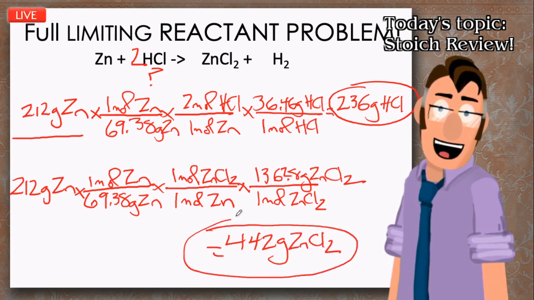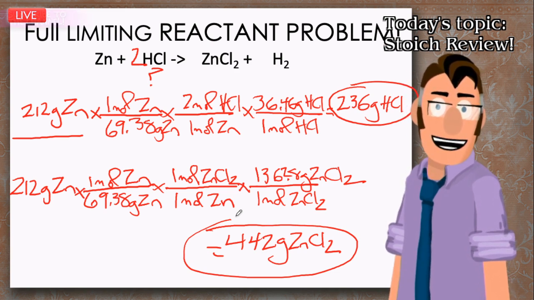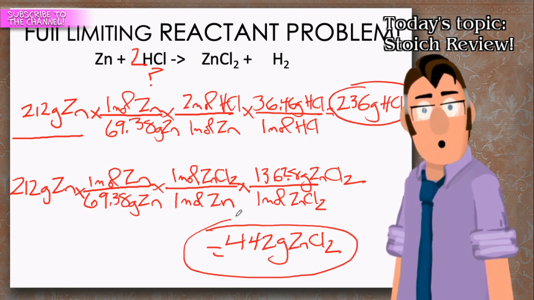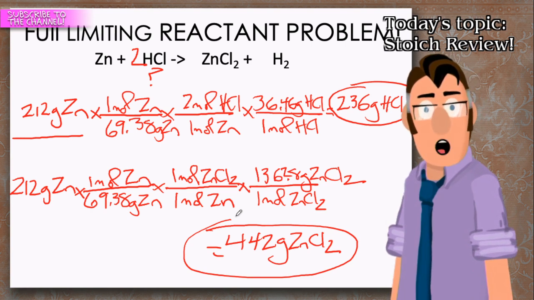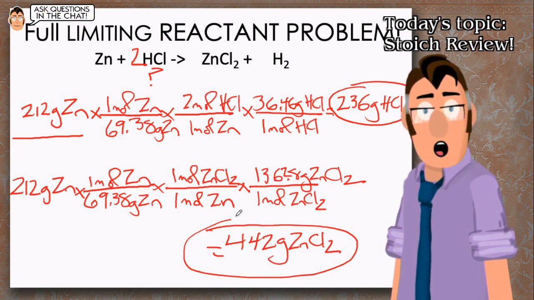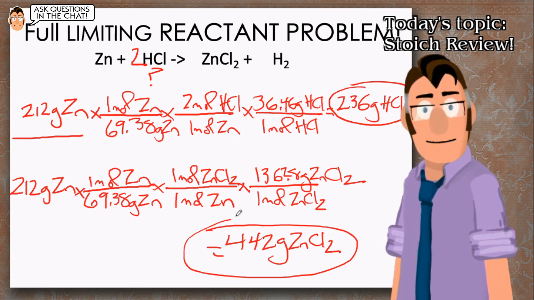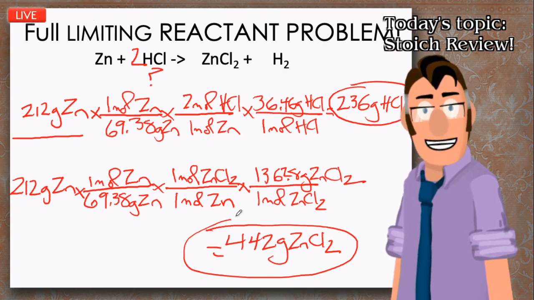So we've actually done all of the math that we had to do in this problem. We figured out what our limiting reactant was. We figured out how much hydrogen gas was being produced, and then we figured out the other two things. We figured out how much hydrochloric acid was going to be consumed and how much zinc chloride was going to be produced. If you see any mistakes in my numbers, please say something in the chat.